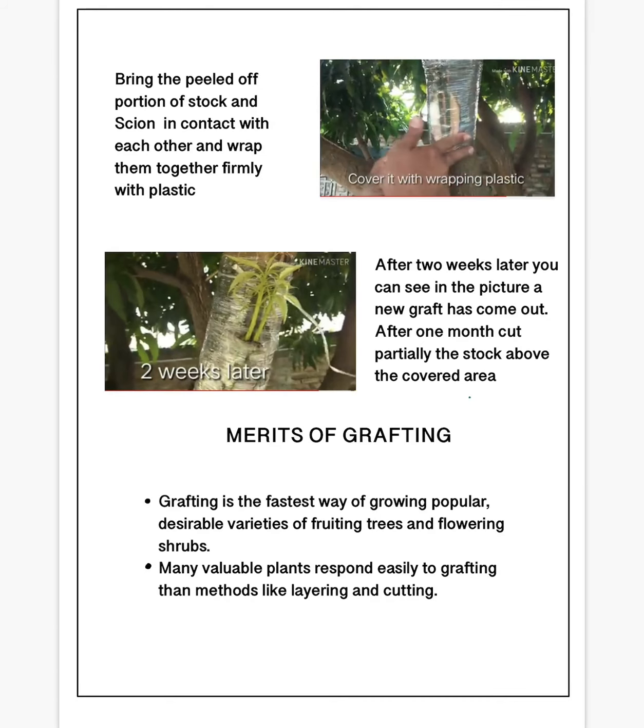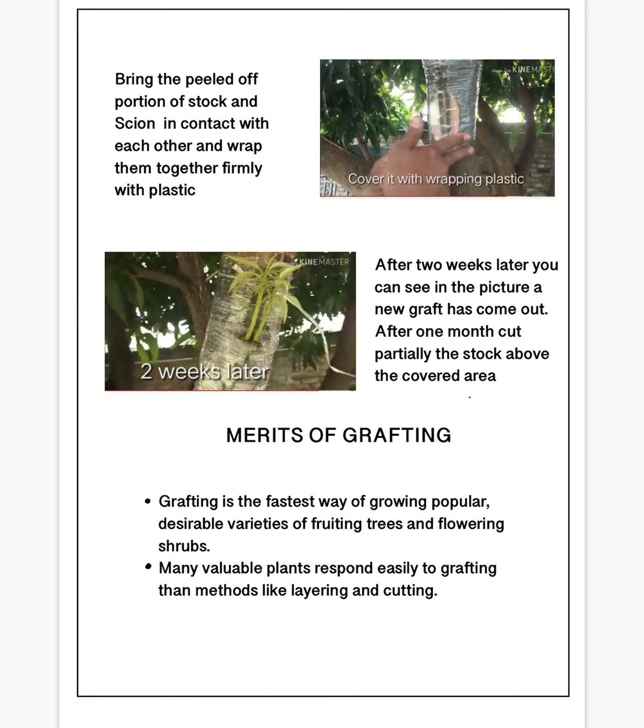After that, you are bringing the peeled off portions of the stalk and scion in contact with each other and wrapping them firmly with plastic. Did you see the picture? You have taken the stalk and the scion, both the peeled off parts are facing each other, and you are tying them with plastic. After 2 weeks or later, you can see a new graft coming out. Did you see a new graft coming out? Yes. Then you cut off this portion and this will grow into a new plant.